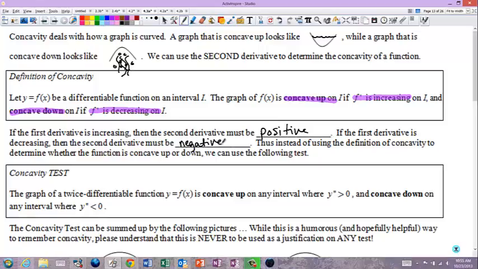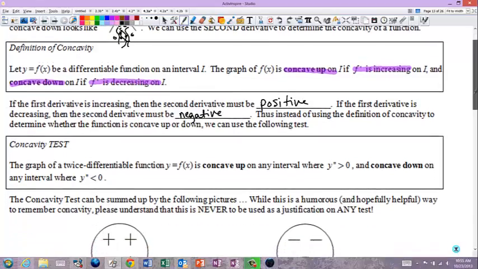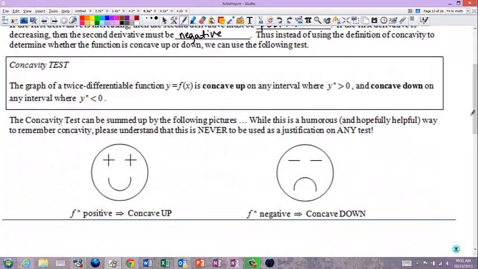Thus, instead of using the definition of concavity to determine whether the function is concave up or down, we can use the following test. It's called the second derivative test. It says the graph of a twice differentiable function is concave up if the second derivative, y double prime, is greater than 0, and concave down if it's less than 0.